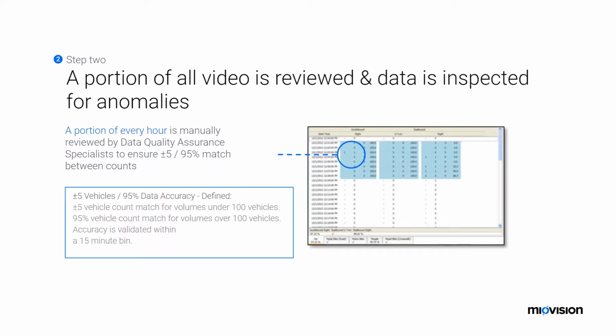So that process is repeated where we're comparing data sets and making sure that we achieve 95% accuracy, as defined by 95% of vehicles matching if there's over 100 vehicles, and then for low volumes, we're looking to make sure we're within plus or minus 5 for each bin, each 15-minute bin.